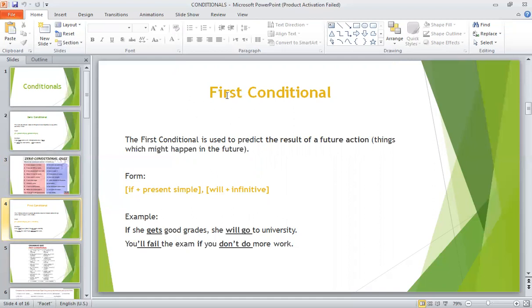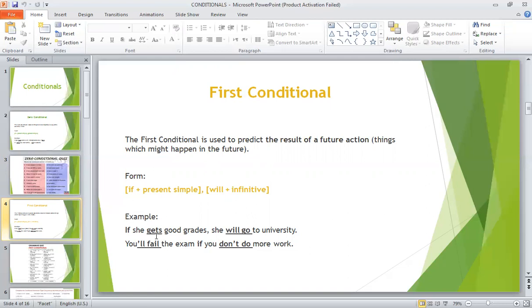Possible situations in the present or in the future. First conditional and second conditional, both of them refer to the present and future. Again, important: first and second conditionals, both of them refer to future and present. They have no relation with the past. So here we talk about first conditional, something possible to happen now or in the future. So we can say, if she gets good grades, she will go to university.